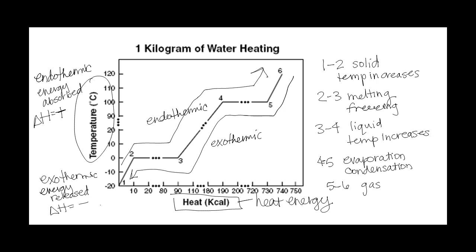So these are all the things you can get from there. So melting, that's endothermic. Freezing, that's exothermic. Evaporation is endothermic. And condensation is exothermic. And that's about what you can get from a heating curve. Now the next video we're going to be looking at how to calculate from this heating curve.